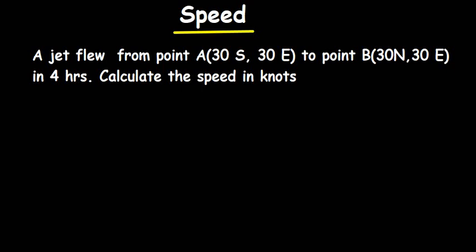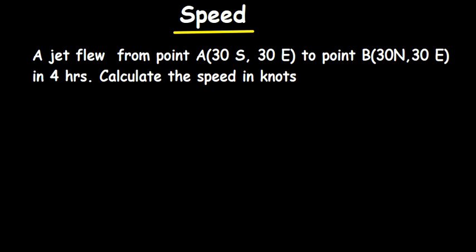Alright, so we'll look at a very interesting concept. This is determining the speed under geometry, a very, very interesting concept. So a jet flew from point A, 30 degrees south, 30 degrees east, to point B, which is 30 degrees north, 30 degrees east, in 4 hours. Find the speed in knots.